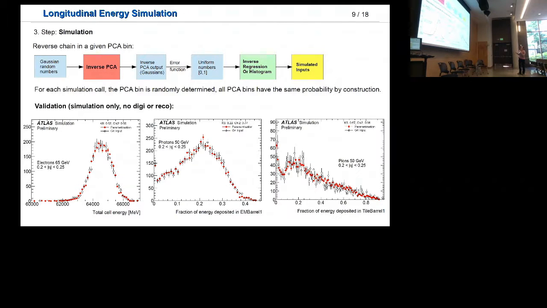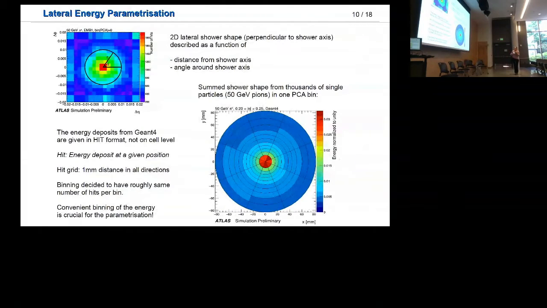And then what we see here is the closure test. So comparing the output of this chain to the input to the chain, the output is in red, this is the parameterization, and in black we have the input. We're looking at the total energy for electrons, energy in layer 1 for photons, and energy in tile layer 1 for pions, and it works really well. We get almost perfect closure. But that's before reconstruction.